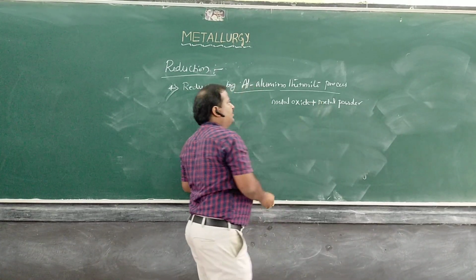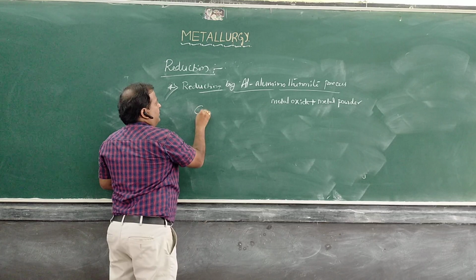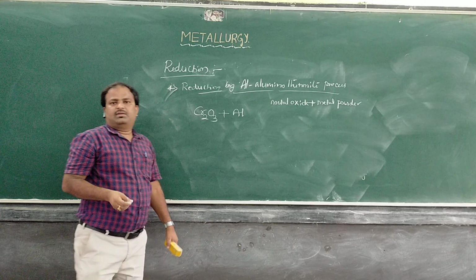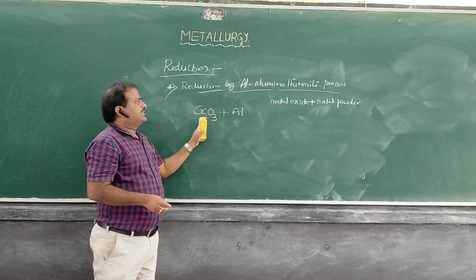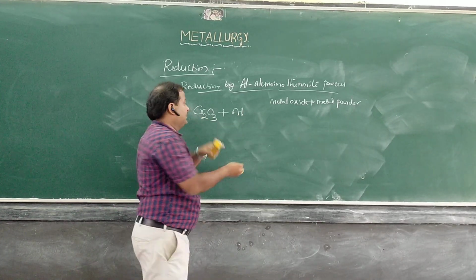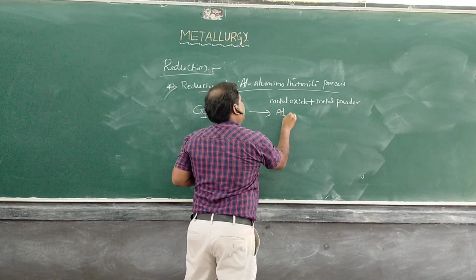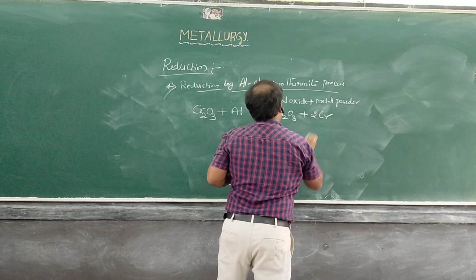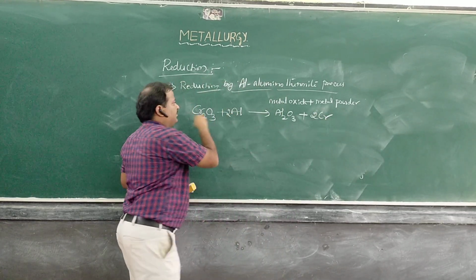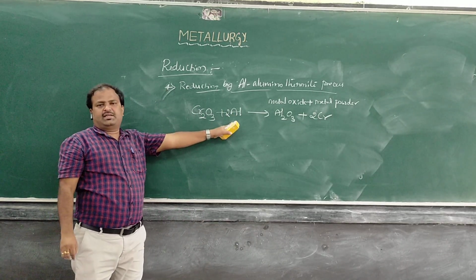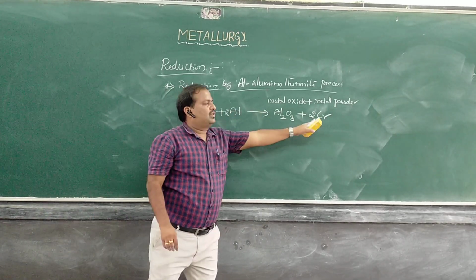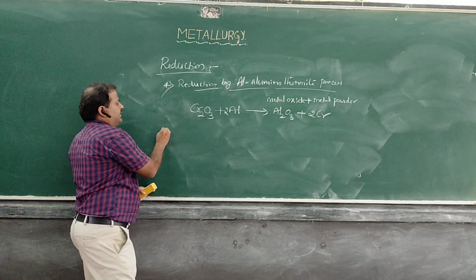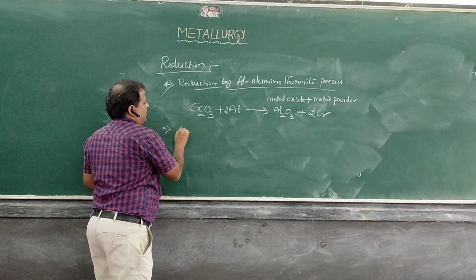The thermite process is used here. For example, chromium oxide and aluminum powder. Here the metal powder is aluminum, and it gives aluminum oxide and chromium. So here aluminum is the reducing agent, it reduces chromium oxide to chromium. This is reduction by the aluminothermite process. The last one, reduction by electrolysis.